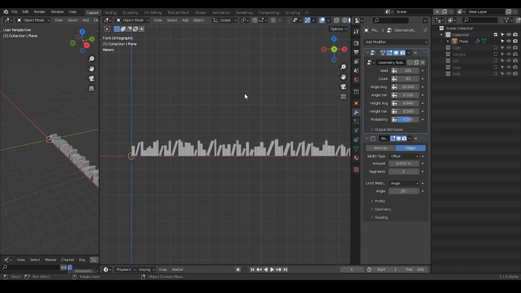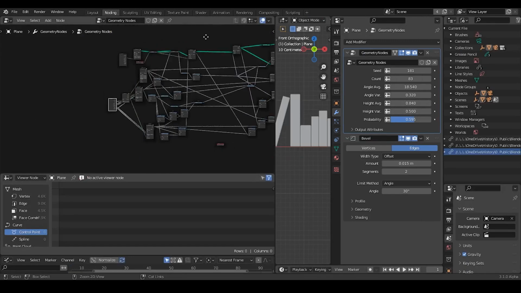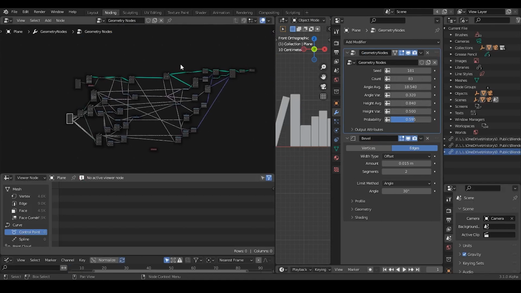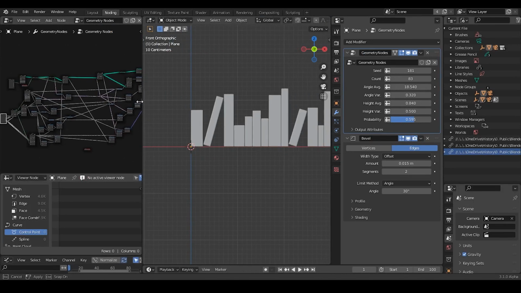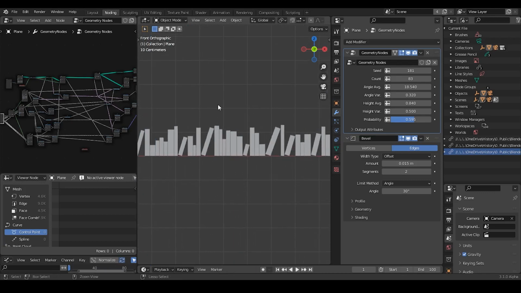So this is thing 3.0, and this is how it looks. I'm not sure whether the approach is correct or not, but anyway.